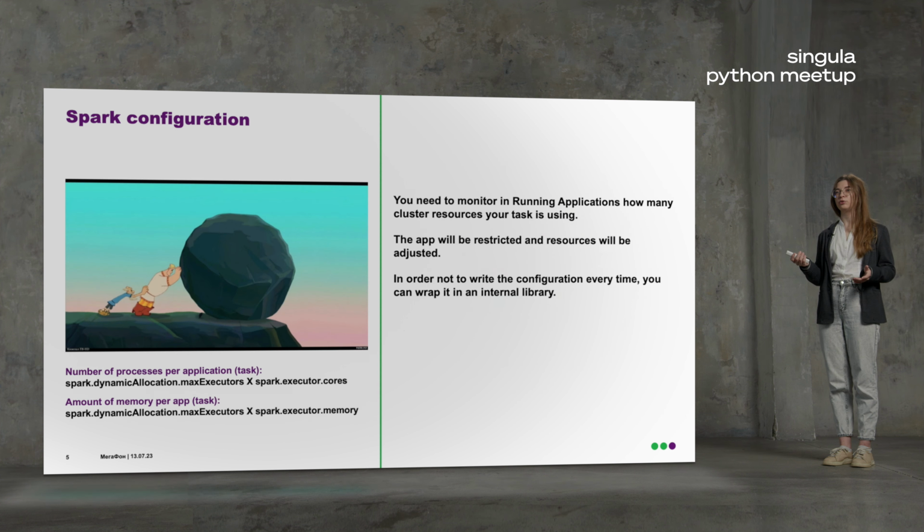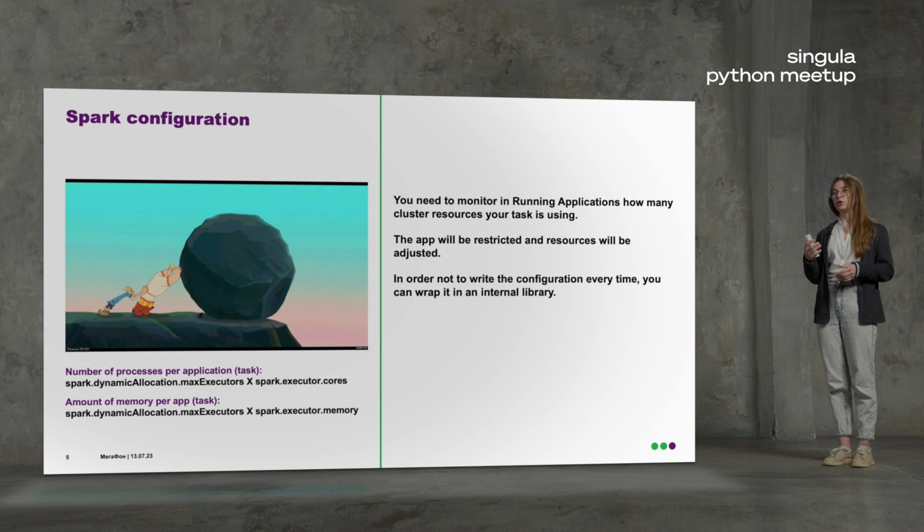When setting the configuration, the task will consume no more than max executors multiplied by Spark executor cores of processors, and no more than max executors multiplied by Spark executor memory in the worst case scenario. In order not to register the specified configuration every time, you can wrap it into an internal library. So we have defined the main parameters for adjusting the load on the cluster.